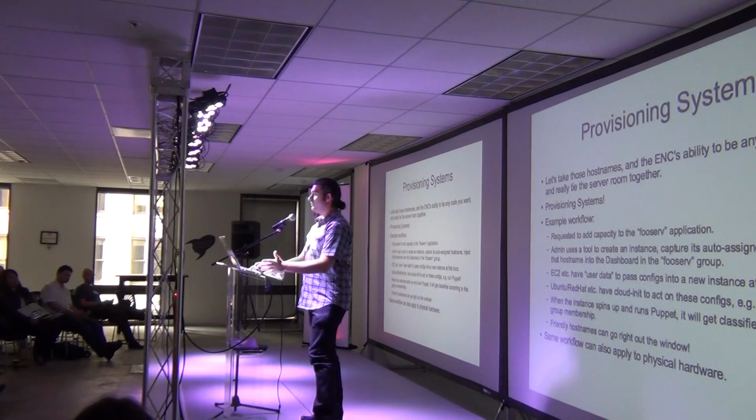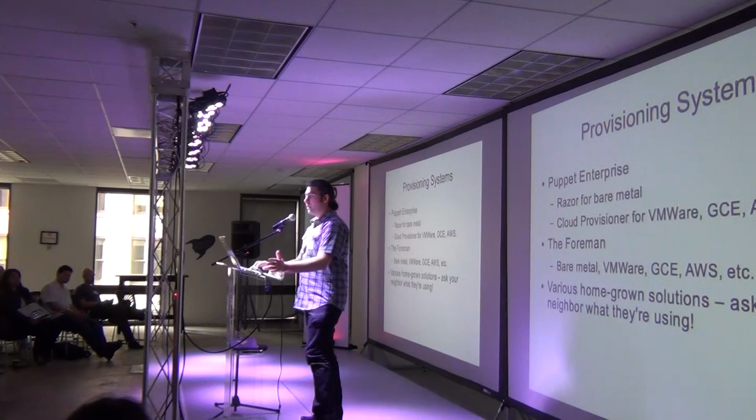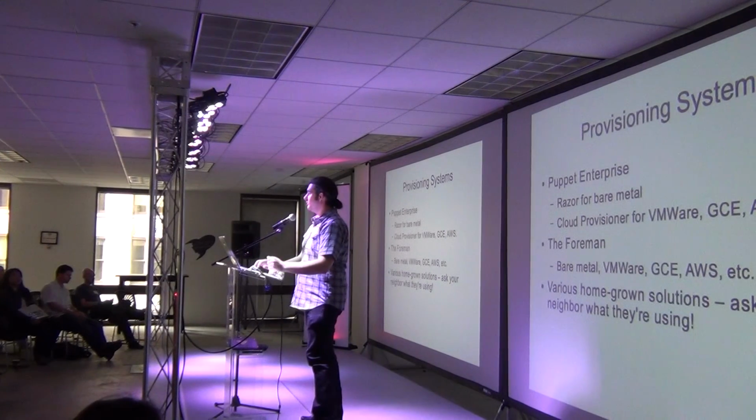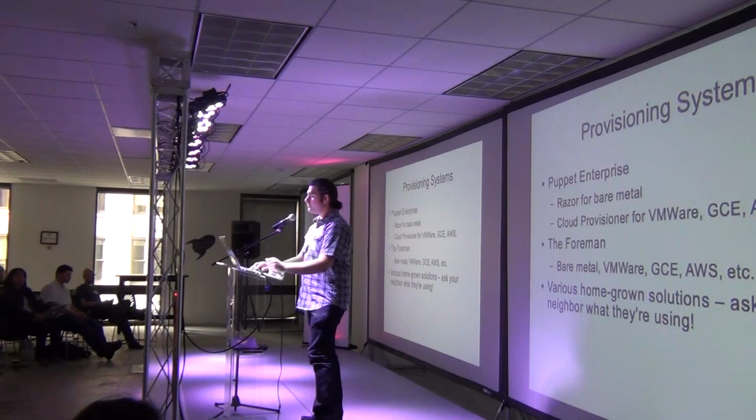Same workflow could apply to physical hardware as well. I'm going to sort of link dump name drop here. Puppet Enterprise has Razor. There's a tool called the Foreman that also does service orchestration for PXE and DHCP booting for data center to do bare metal installation. And all of these will, of course, run Puppet as soon as the bare metal is up and running.